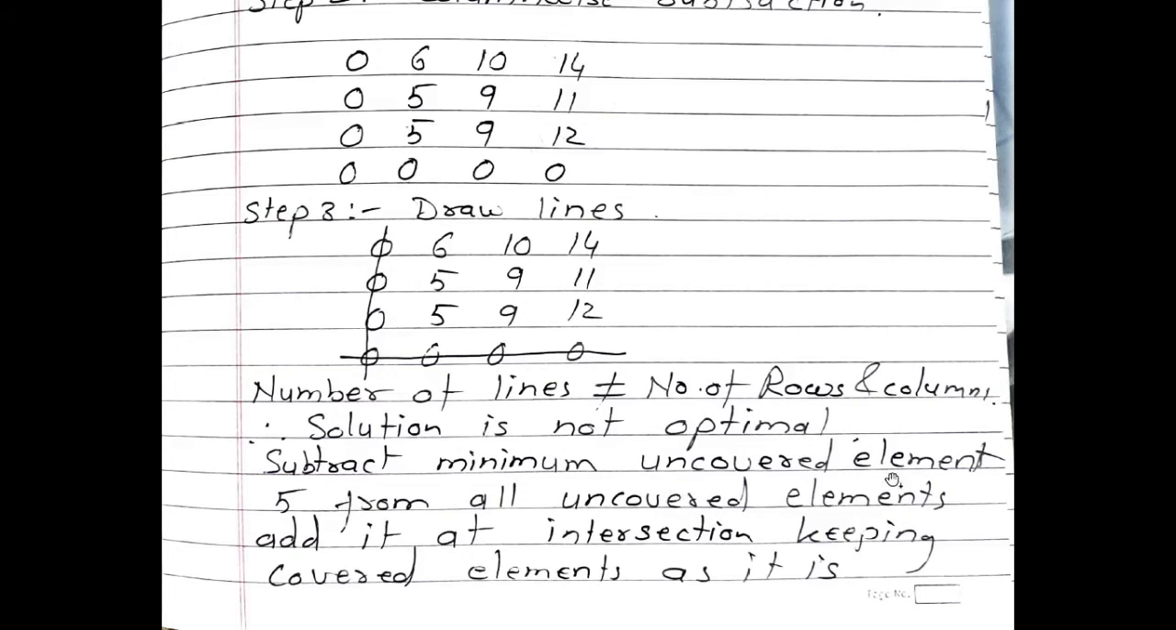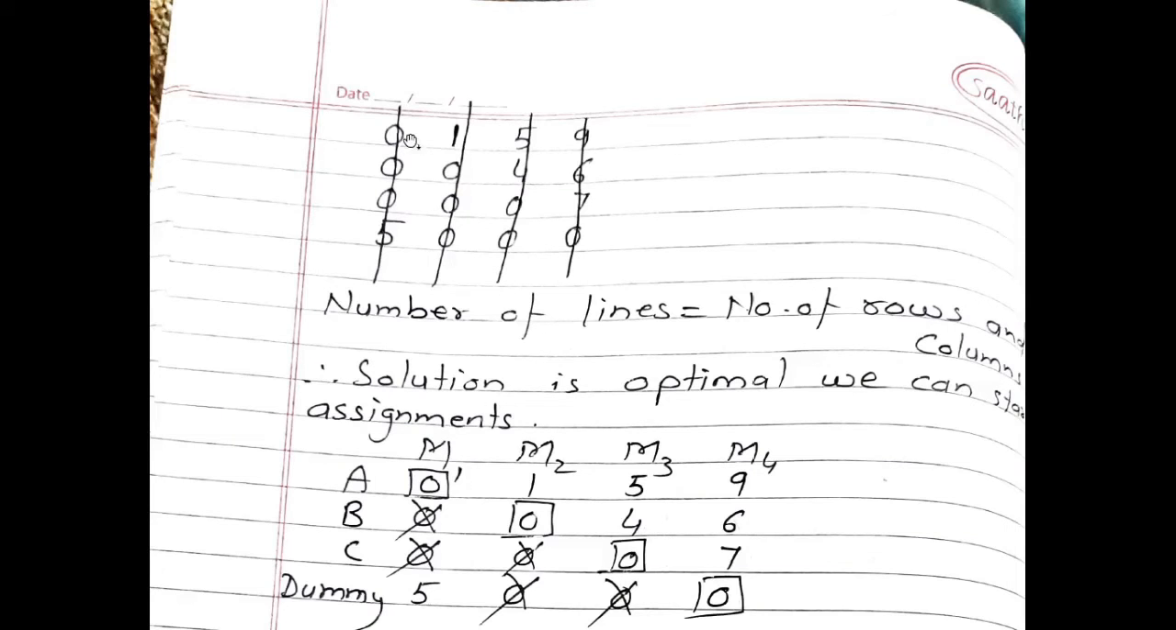Subtract the minimum uncovered element 5 from all uncovered elements. Add it at intersection positions, keeping covered elements as they are. So the resultant matrix becomes 0, 0, 0, 5, 1, 0, 0, 0, 5, 4, 0, 0, 9, 6, 7, 0.